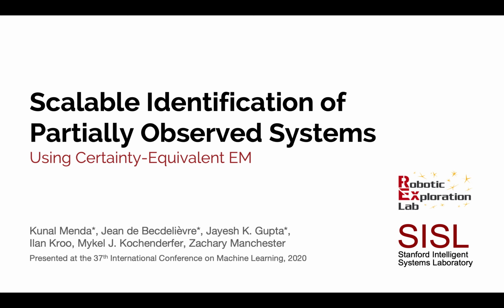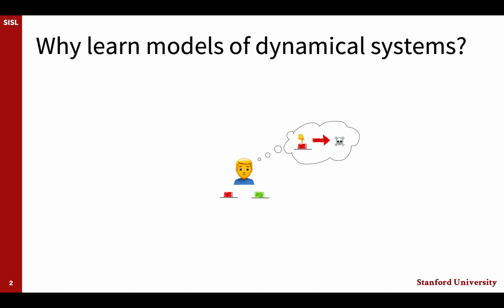Certainty equivalent expectation maximization. We're interested in learning models of dynamical systems in order to enable autonomous agents to act intelligently. Imagine we have this robot over here that is trying to decide between choosing this red or this green button. It would be useful if it could predict whether pressing this red button is going to take it to favorable or unfavorable states.